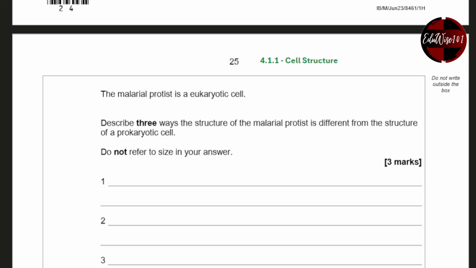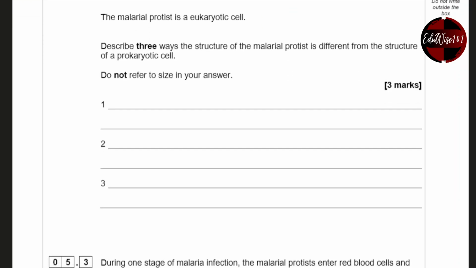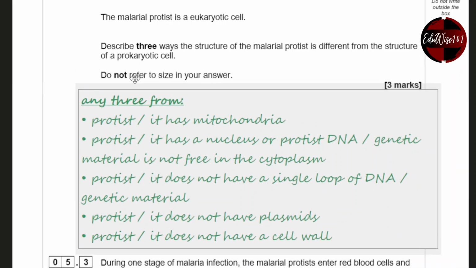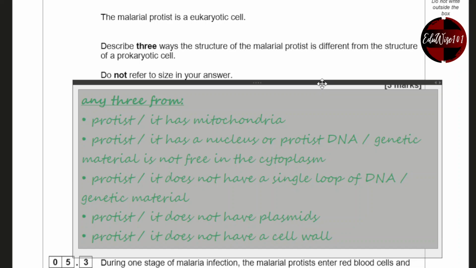Describe 3 ways the structure of the malarial protist is different from the structure of a prokaryotic cell. Do not refer to the size in your answer. So, because it's a eukaryotic cell, it will have membrane-bound organelles. So that means it has a nucleus with a nuclear membrane, mitochondria, ribosomes. It will have DNA, which is inside the nucleus. It shouldn't have a loop of DNA or DNA on its own, and it won't have a cell wall as well. So any 3 from this would be enough to gain the 3 marks.